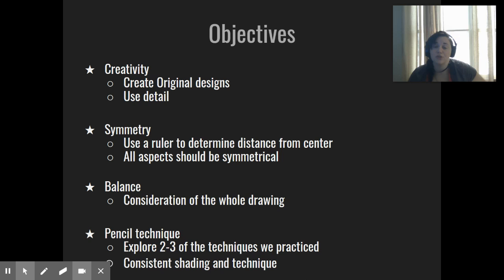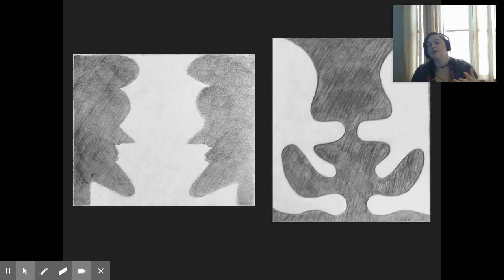So let's take a look at a variety of ways students have interpreted this project. Again, as long as you fulfill the four objectives that we're looking at, symmetry, balance, creativity, and pencil technique, you fit the requirements. So one way you could approach this project to create that balance and also creativity is to exaggerate a facial feature. I really like the way this artist exaggerated the mouth and forehead shapes to create both an engaging outside and inside space.